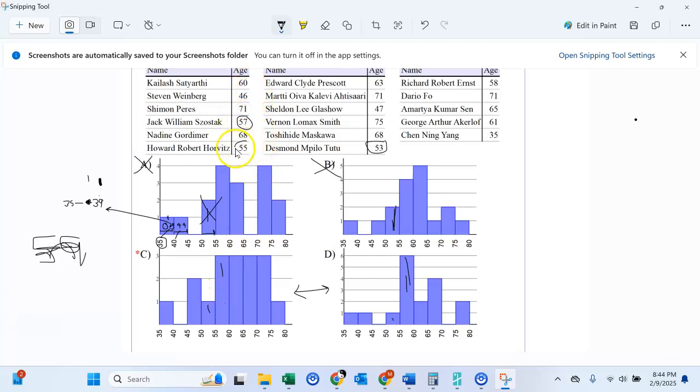1, 2, 3. So I got 3. So this one has 6, right, in this group. So D's out, which again gets us to our correct choice, okay? So that's how you can do this kind of problem here, okay? So I'm going to go ahead and show you the next problem in just a moment.